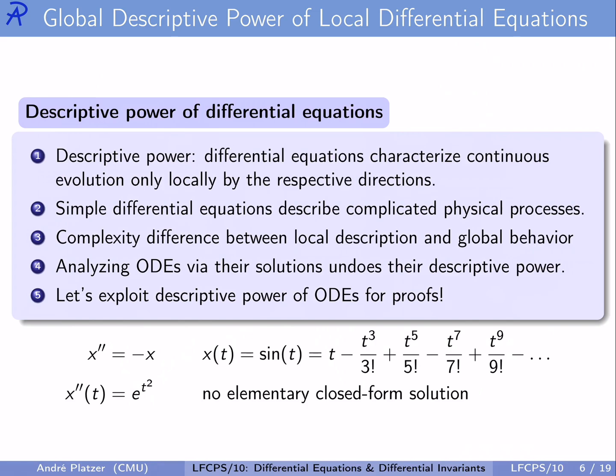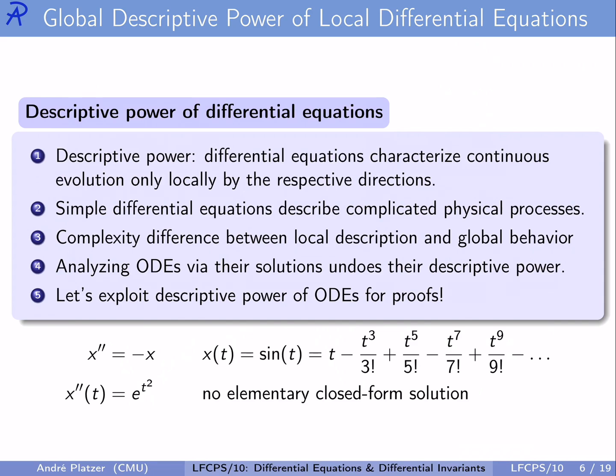The entire point is that differential equations characterize the continuous evolution of physical processes or other processes only locally by the respective direction into which the system goes. It's much easier to say, even if the global behavior is very complicated, well, locally it's going this way. Even very complicated physical processes are thus described by fairly simple differential equations, which means there's a gigantic complexity difference between the local description, which is simple, and the global behavior, which is complicated. But now, that explains why differential equations describe complicated processes in very simple ways.